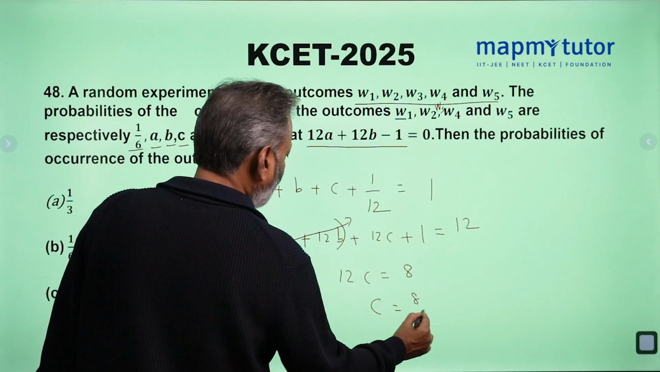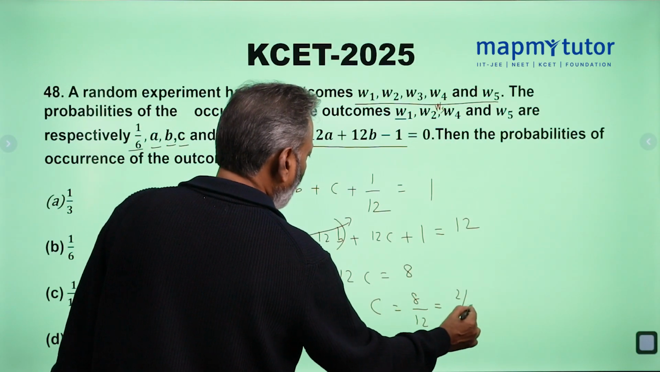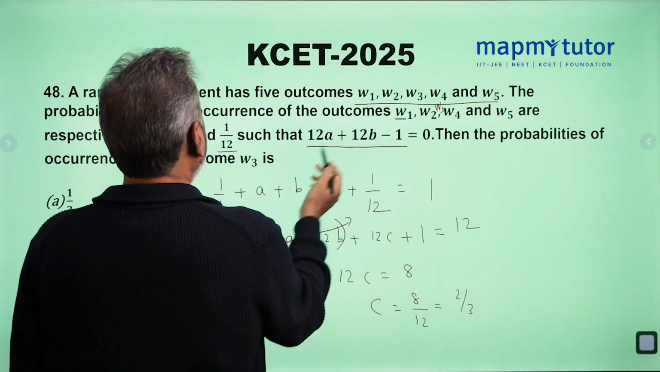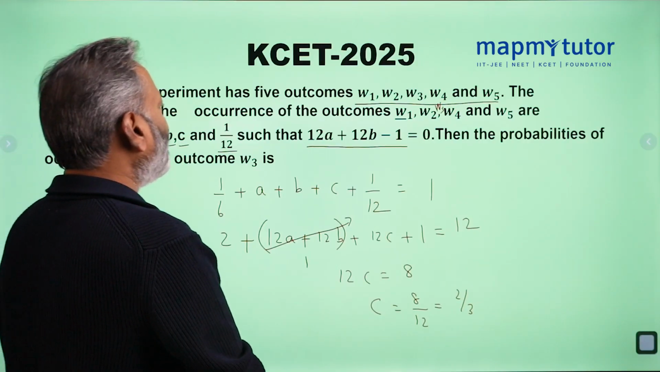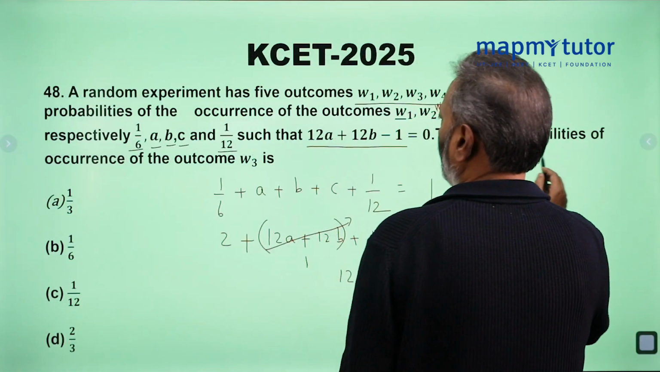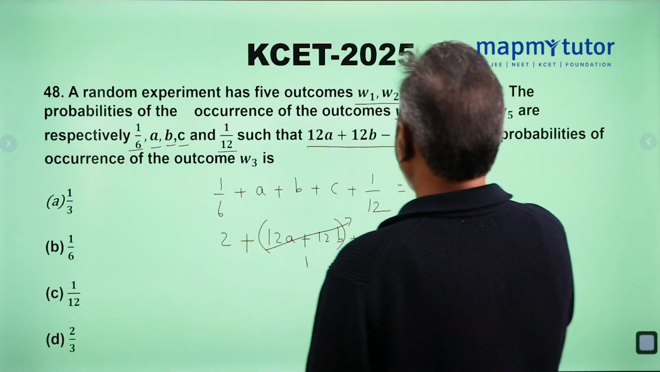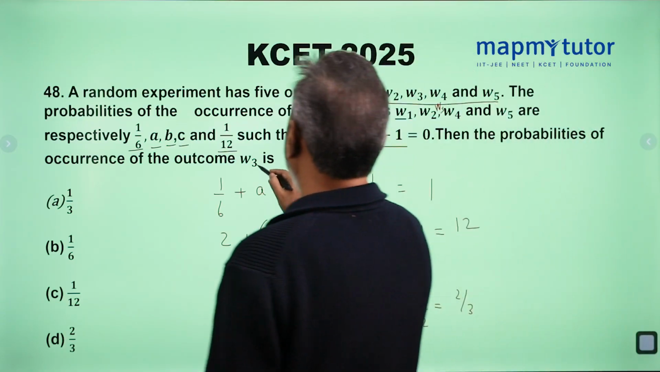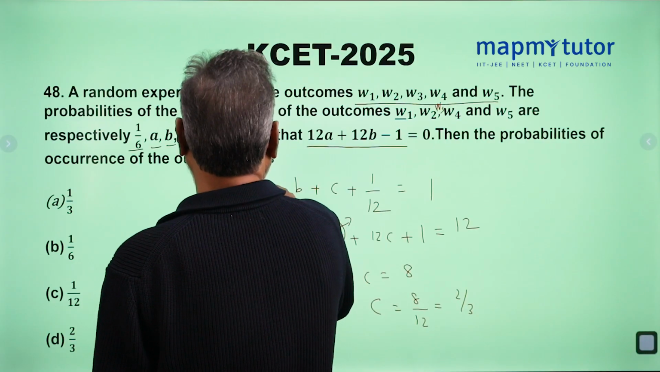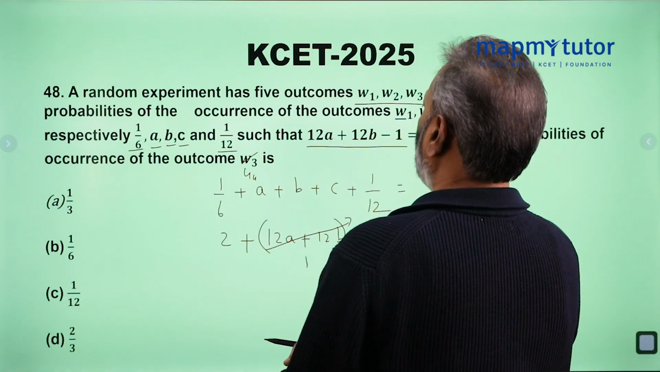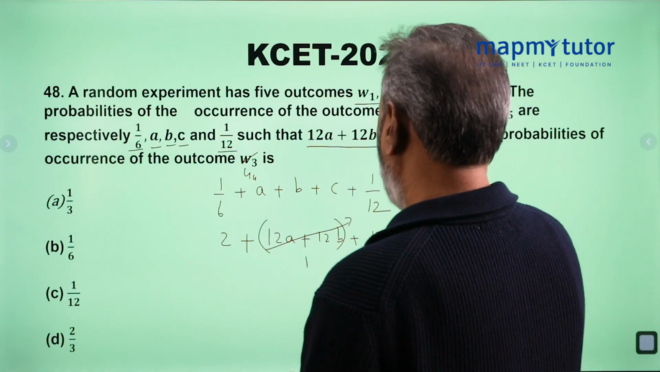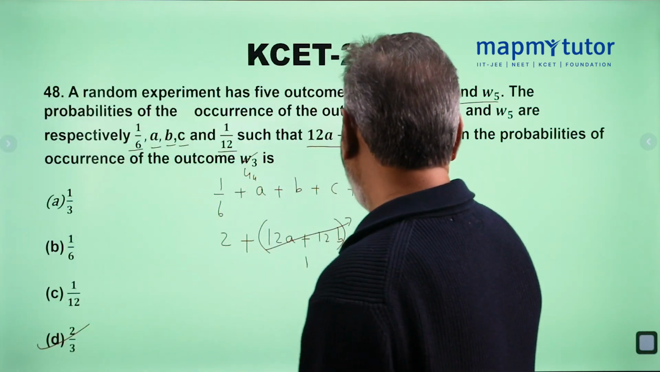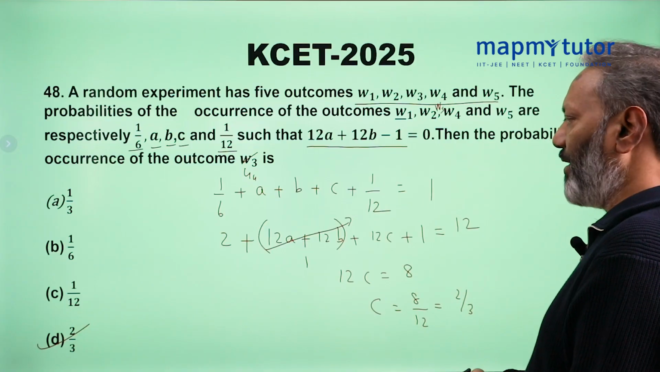8 by 12. Okay, C is 8 by 12 or 2 by 3. And here what is C? It is nothing but the probability of the third event, W1, W2, W3. Is it C again? Then the probability of outcome W3. W3 means it is B. But they are asking, I think this is not W3, this is W4, right? Because it is C. And in the answer, of course, here 2 by 8, it is 2 by 3. So 8 by 12 gives you, of course, 2 by 3.